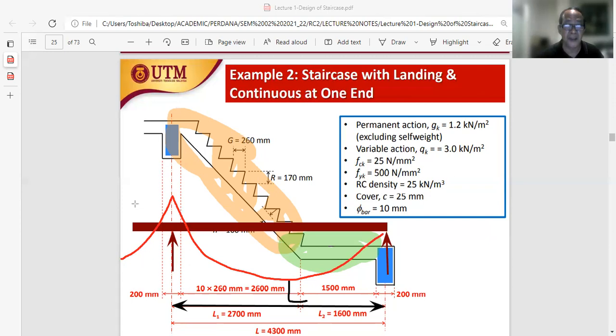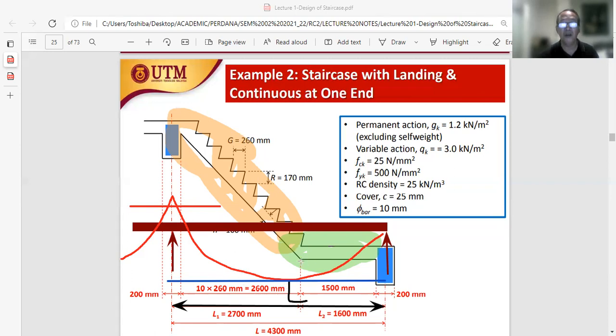Okay, we need top reinforcement here, and we need bottom reinforcement between the supports. Okay, we need bottom reinforcement here. To resist the positive bending moment, we need bottom reinforcement, and to resist the top negative moment, we need top reinforcement on the left hand support. So this will represent our main reinforcement, tulang utama.